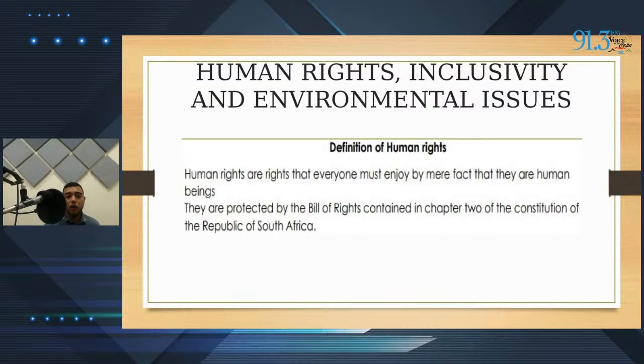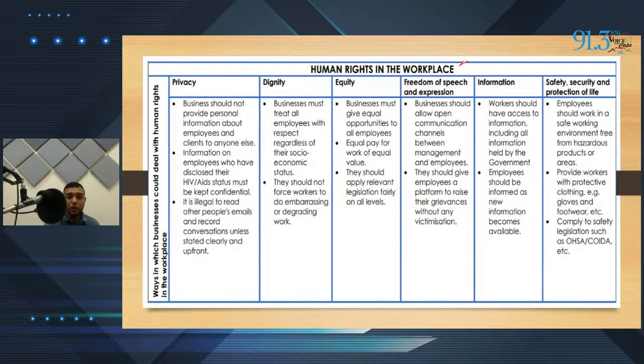So now we move on to human rights, inclusivity, and environmental issues. Human rights are rights that everyone must enjoy by the mere fact that they are human beings. They are protected by the Bill of Rights contained in Chapter 2 of the Constitution of the Republic of South Africa. So what are the human rights, and ways in which business could deal with human rights in the workplace.